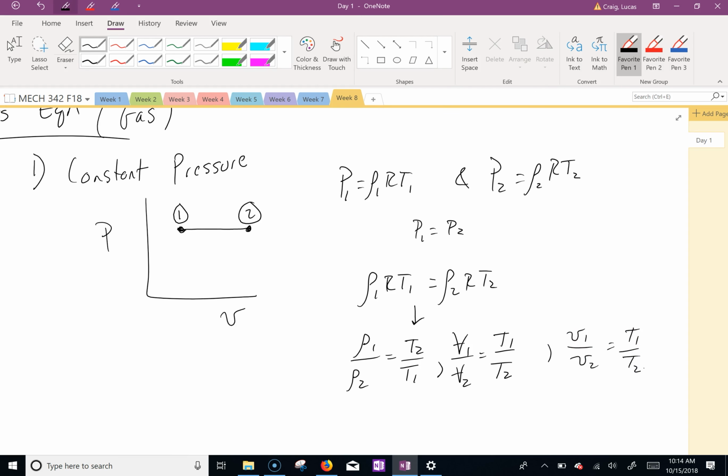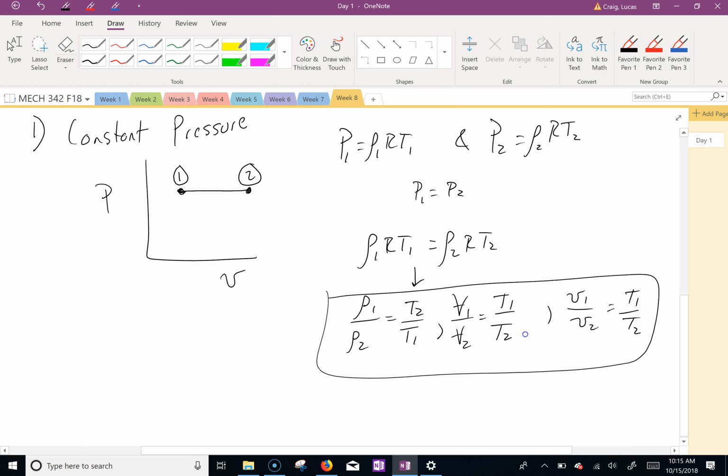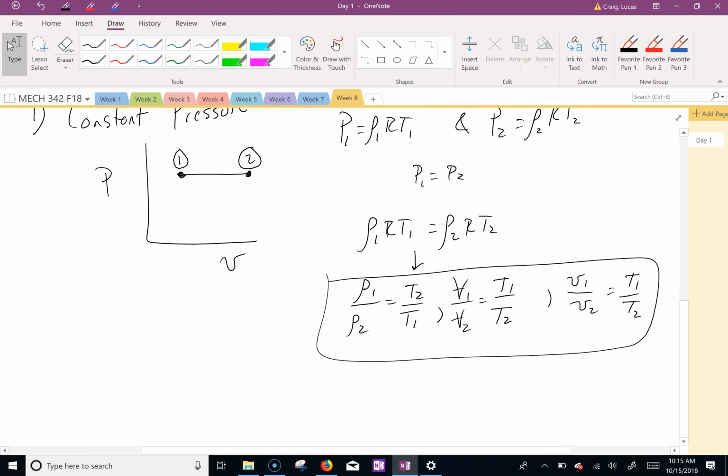All right, so we go from one state to the next. If we know it's a constant pressure process, it means it's an isobaric process. We now have a set of equations that we can use to figure out the relationship between volume, temperature, and density. Okay?